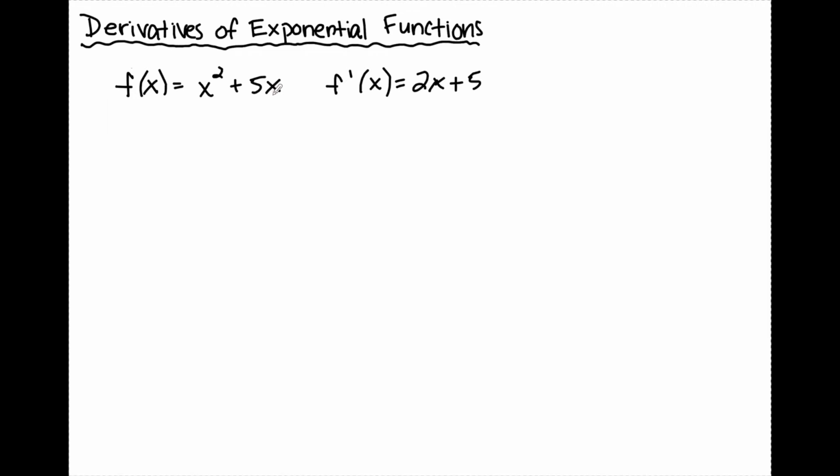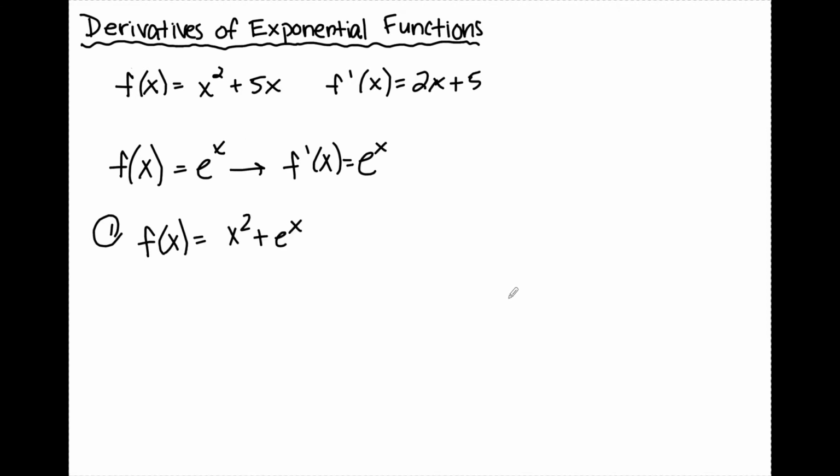What we're going to start looking at now is when the variable, the x, is in the exponent of the function. So say I take the function f of x is e to the x. So again, that variable is now the exponent. The derivative of e to the x is just e to the x. Super simple.